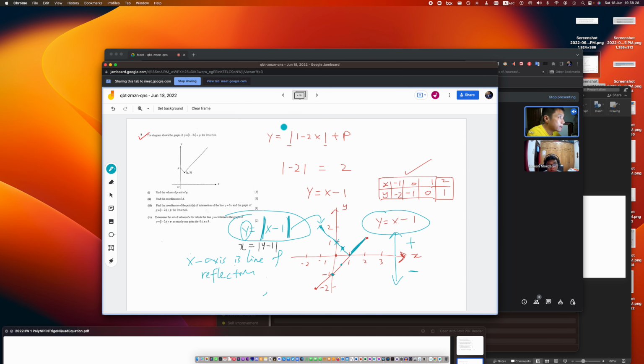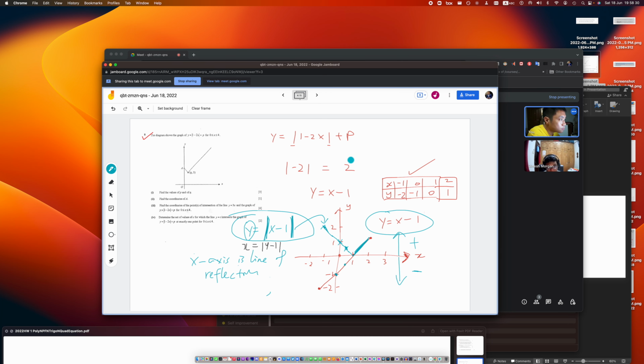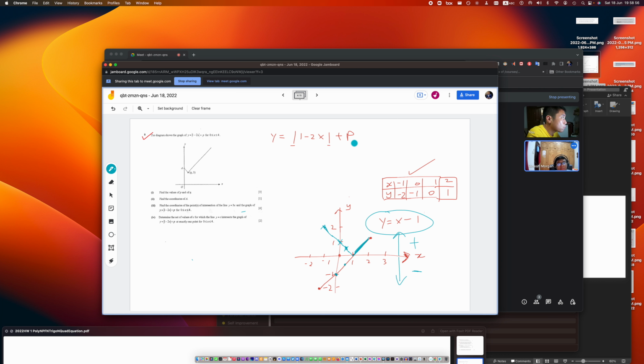So let's go back to slide 4. With this understanding, let's try to answer the question now. I'm going to erase some of this. So it's given: 1 minus 2x, then plus p, right? Okay, let me ask you one question first.